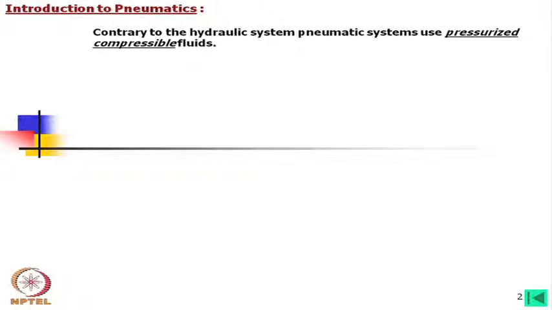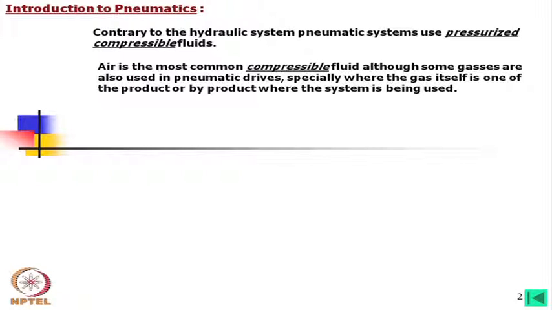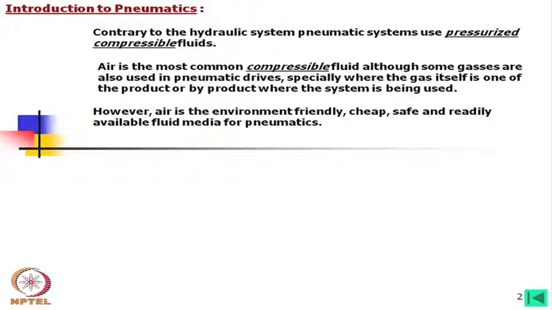you will find this pneumatic system is very useful, and air is free of cost. You are getting it free of cost. The only thing is, you have to prepare the air for utilizing it in a system. Although other gases are used, air is the most common compressible fluid. Some gases are also used in pneumatic drives, especially where the gas itself is one of the product or byproduct where the system is being used. However, air is an environment friendly, cheap, safe, readily available fluid medium for pneumatic applications.